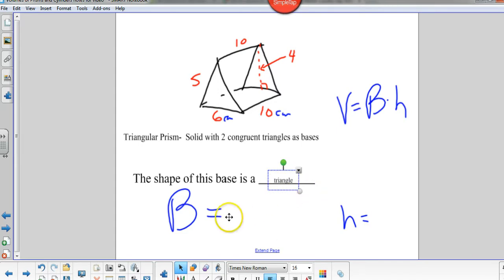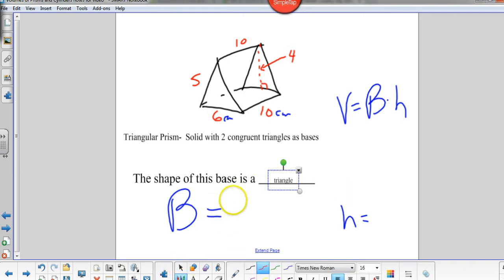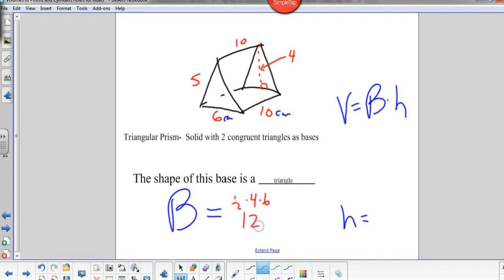So when I find capital B, capital B is going to be the area of this triangle. And this triangle has a height of 4 and a base of 6. So it would be 1/2 times 4 times 6, or 12 square centimeters.